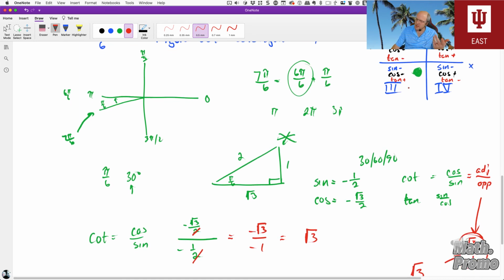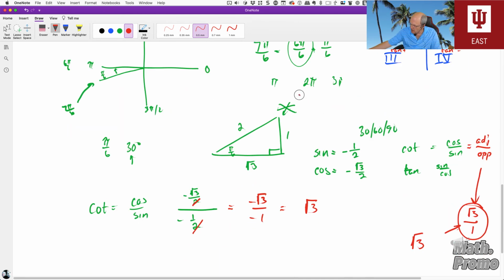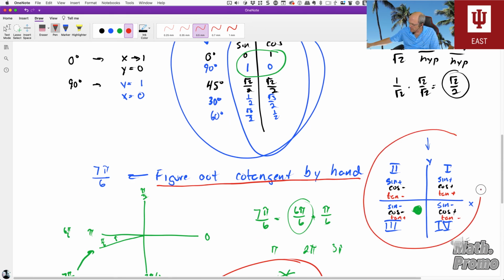But yeah, as you get to this point, if somebody literally did ask you to figure out cotangent by hand, I would draw this triangle, and then I'd figure out what was adjacent and what was opposite, do the division, and then finally I would look at the quadrants. Does that make sense? Does that help? If it doesn't, go ahead and say it.